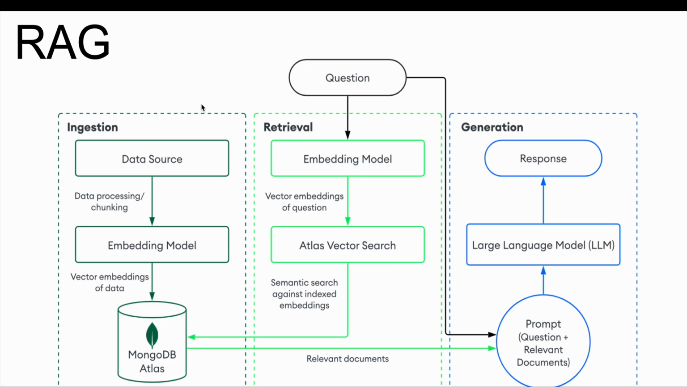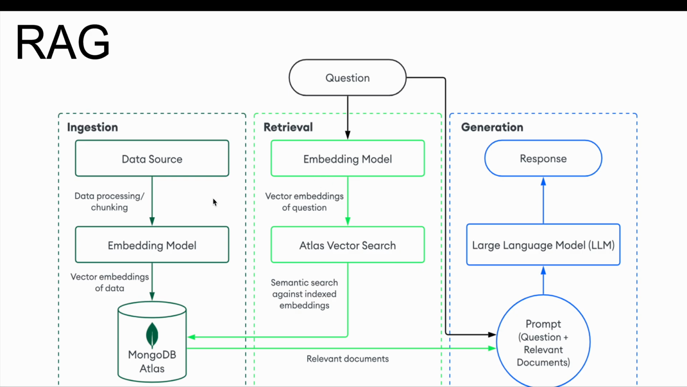Now the next step is retrieval. Retrieval is something that involves interaction with the user. The user will ask a question. When a user asks a question to an AI agent, firstly the AI agent will create an embedding vector of that question. Again, we'll use an embedding model and create an embedding vector of the question.